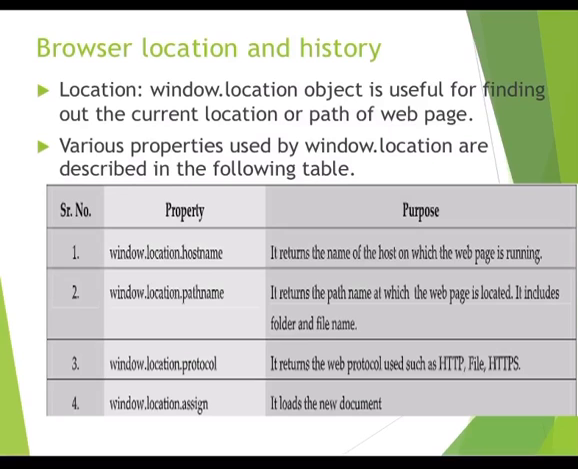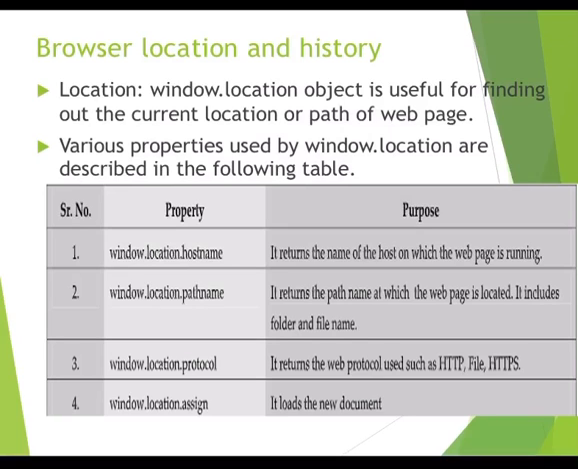Okay, so next is browser location and history. Basically the window.location object is used in order to find the location. It is useful for finding out the current location or path of your web page. So if you want to find the path of your web page, you are going to use the window.location object. Okay, so let's see the various properties used by window.location described below. Let's see them one by one.